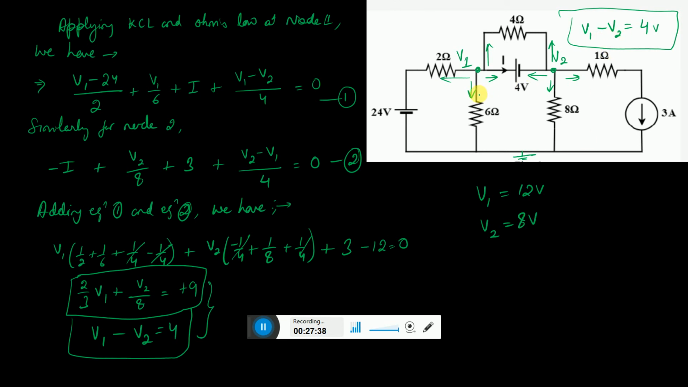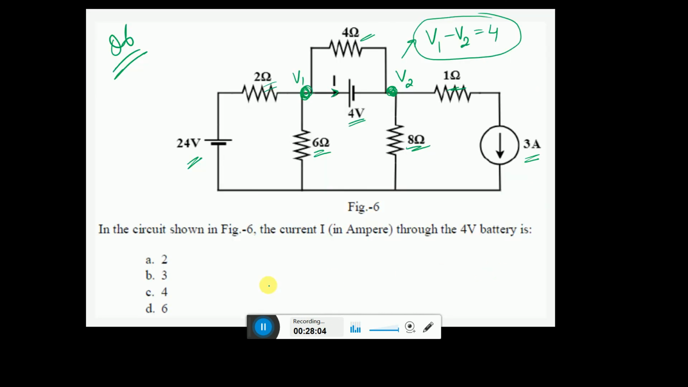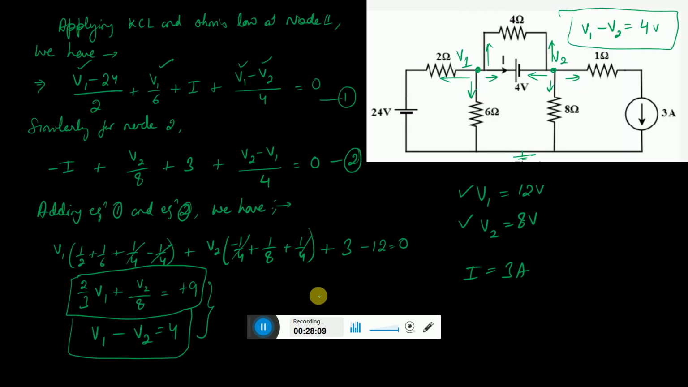Now how do we get the value of the current here? For this current, we can apply KCL. This equation is already there. Just put the values of V1 and V2 here, and if you put V1 as 12 again and V1 and V2 here, you will get the value of the current, and that is equal to 3 ampere. So the answer is B, and that is how we get the 3 ampere answer. Now we will go to the next question.